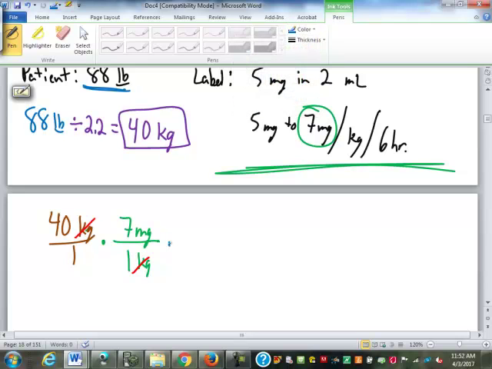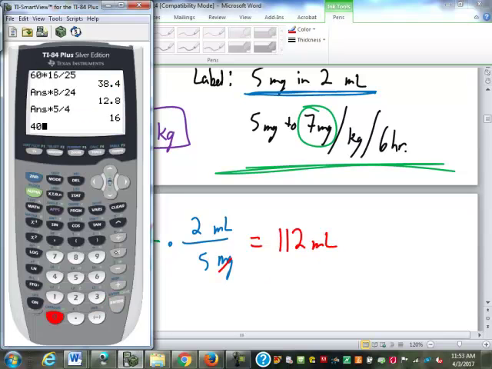But that's not our last step this time. We have another step. What goes into this next step? We're converting from milligrams into what? Milliliters, good. So we got milligrams here. We're getting rid of milligrams, so they go on bottom, going to milliliters. So 5 milligrams equals 2 milliliters. So the milligrams are gone. So we're going to have milliliters. So 40 times 7 times 2 divided by 5 is going to give us, what, 5,612, I believe, milliliters. I'm going to double check that. Yes, it is 112 milliliters.